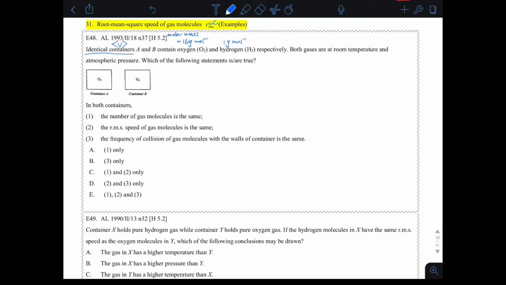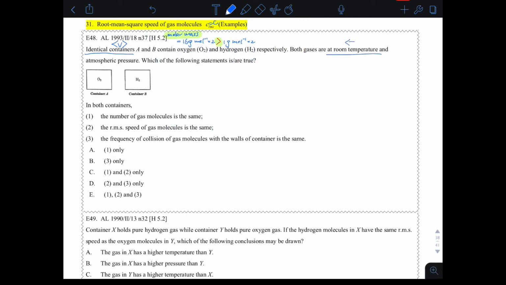But then these are gas molecules, so you can see O2. That means two oxygen atoms combine to form an oxygen gas molecule, so the molar mass times 2 will be the molar mass of the gas. Okay, but at least you know that oxygen is heavier.